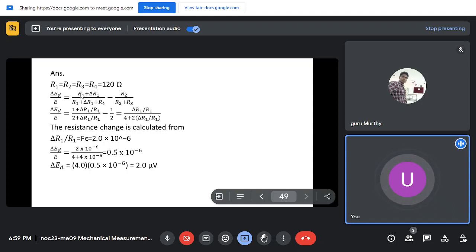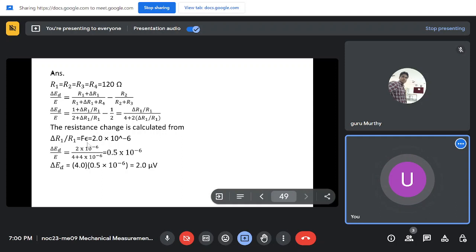So from this we take R1 common, so we get a fractional change in resistance of the strain gauge. As the resistances are equal, this will turn out to be 1 plus delta R1 by R1 divided by, since R1 and R4 are equal, 2 plus delta R1 by R1, minus this being equal, it will become 1 by 2. So on simplification, this will become delta R1 by R1 divided by 4 plus 2 into delta R1 by R1. So the resistance change is calculated from delta R1 by R1 is F into epsilon.